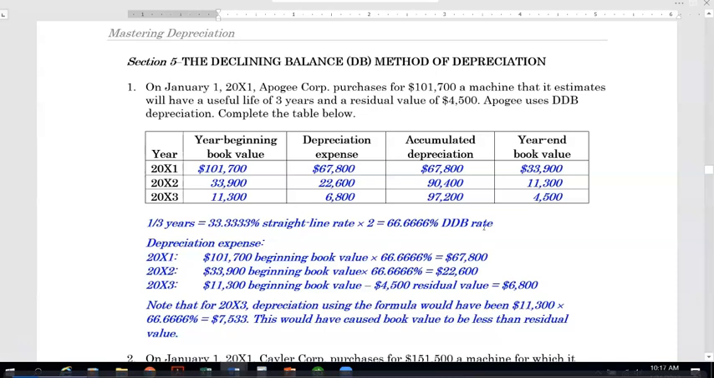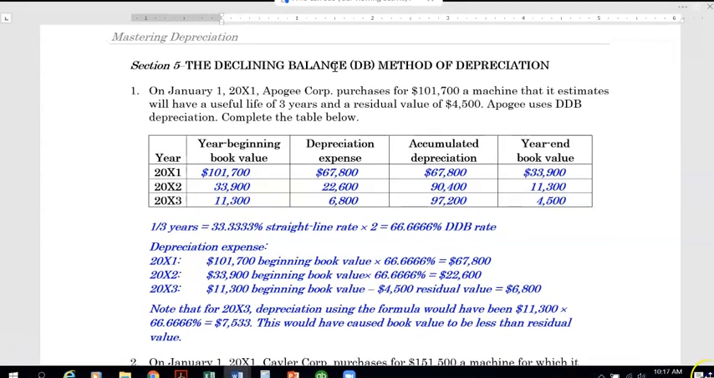This section 5 and 6, it's about the declining balance method. So if we do some problems, might be a good idea. Declining balance method, it's accepted under tax rules, and it is accepted for GAAP.